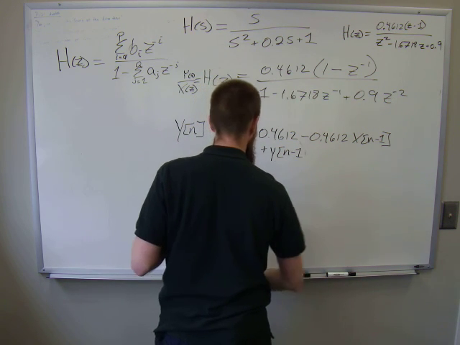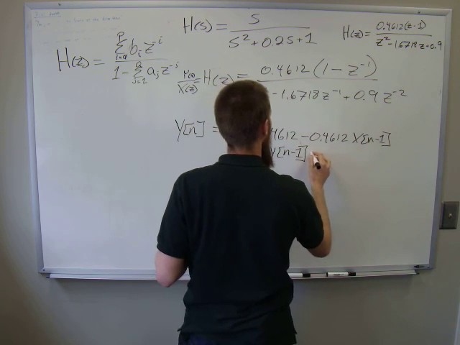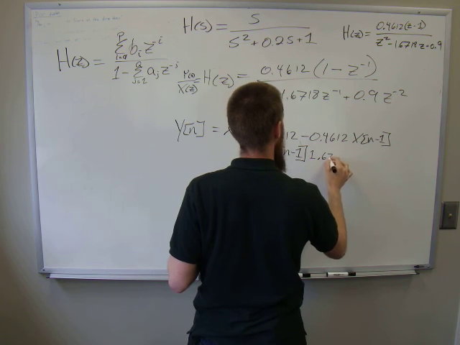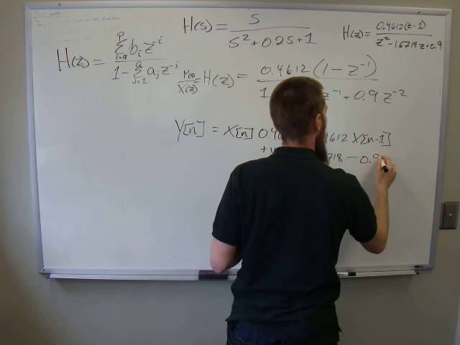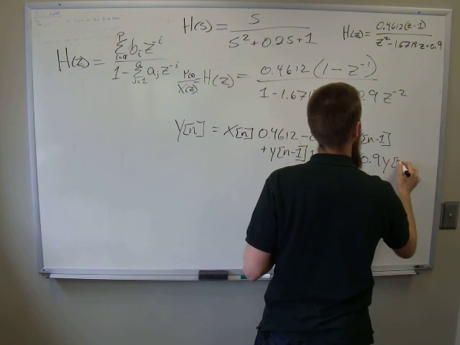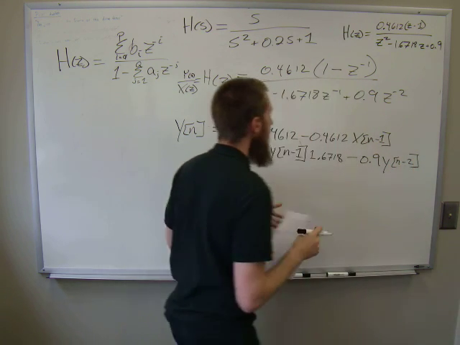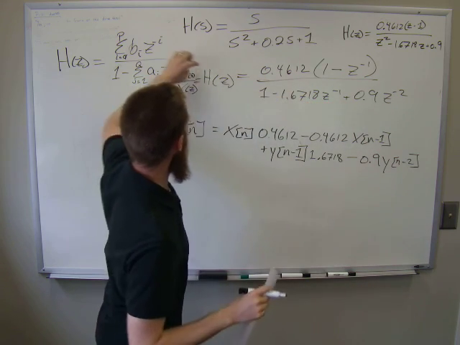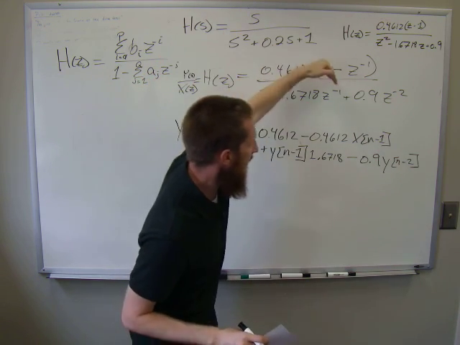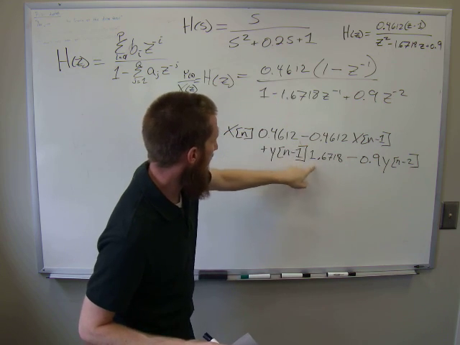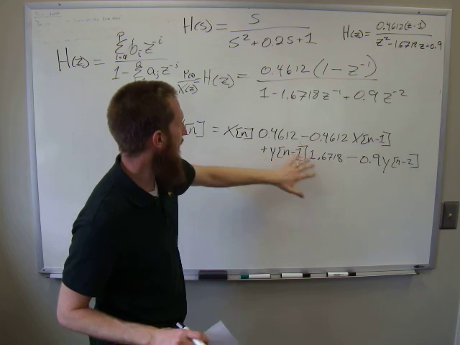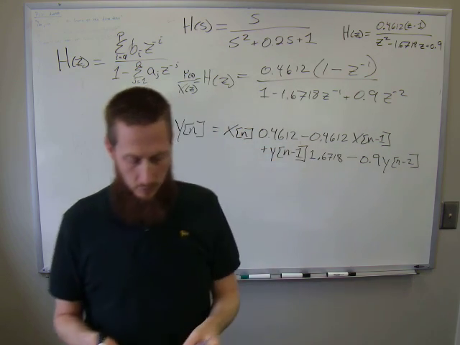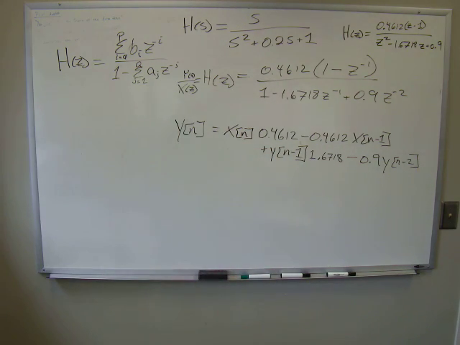times 1.6718 minus 0.9 y of n minus 2. Again, we're multiplying this here and then subtracting them over the other side. So this negative becomes a positive, this positive becomes a negative. The constants are out in front, so all we get is our filter delay function. And that's all the time I have on this recording.